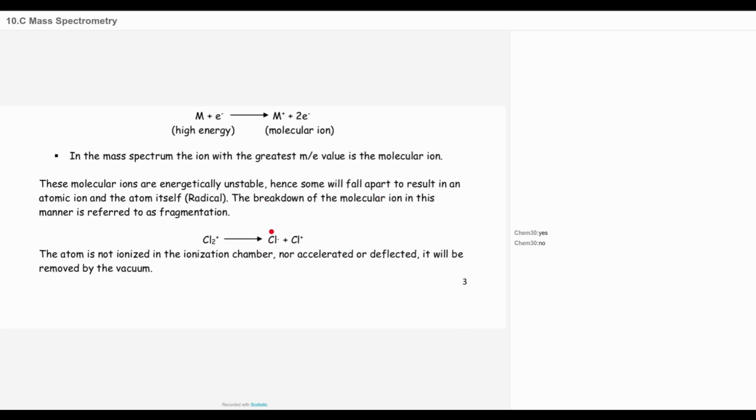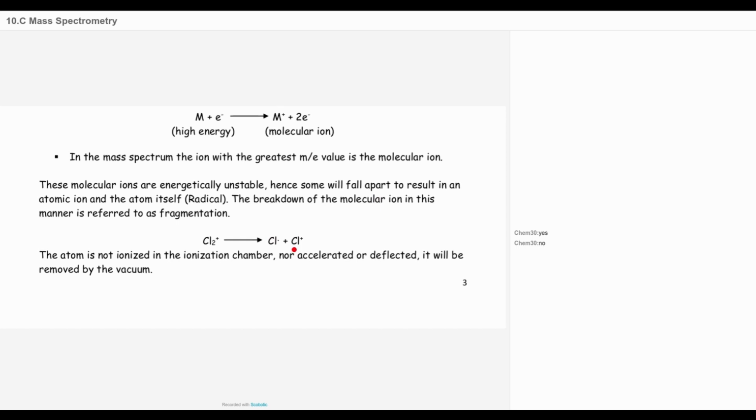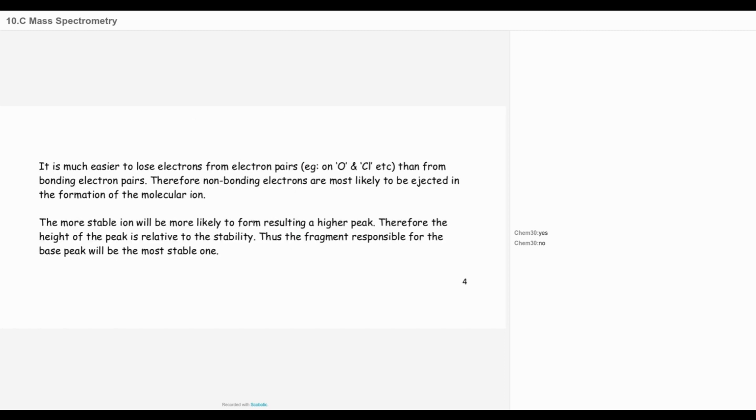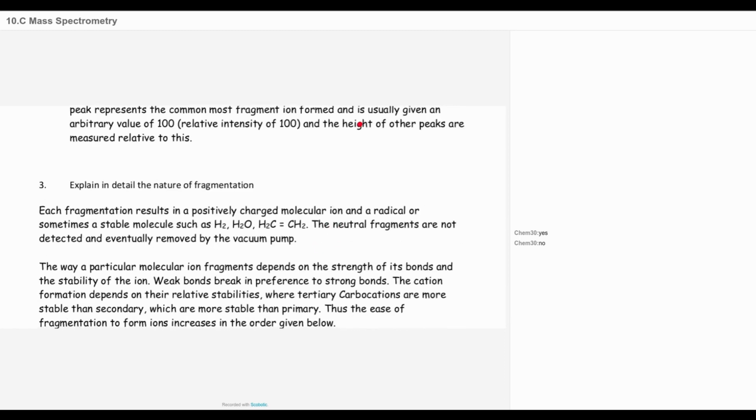This free radical is removed by the vacuum. The vacuum removes the free radical. As for the atomic ion, it is accelerated, deflected, and detected. The thing is, not all molecule ions undergo fragmentation. Some molecule ions, before they even undergo fragmentation, are accelerated, deflected, and detected. So that gives the spectrum a bit complex form, right?